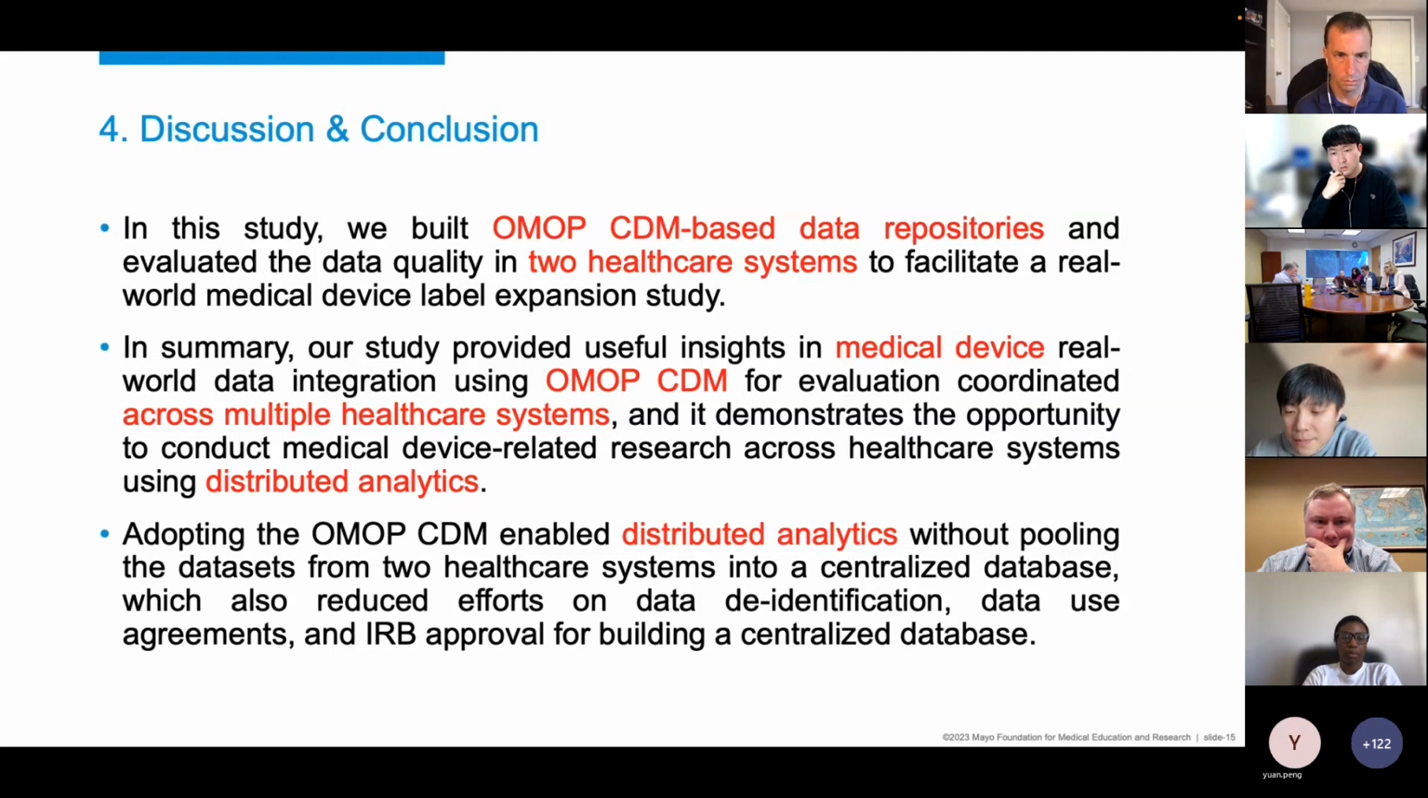Adopting the OMOP CDM enabled distributed analytics without pulling the datasets from two healthcare systems into a centralized database, which also reduced the efforts on data de-identification, data use agreements, and IRB approval for building the centralized database.